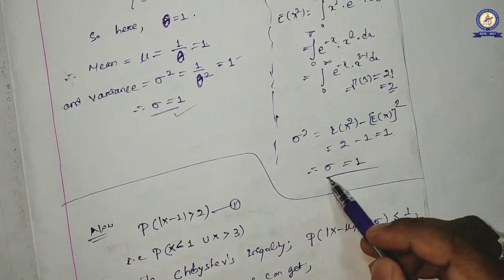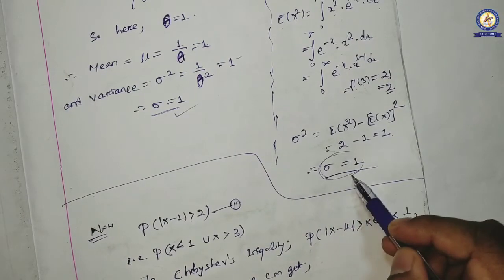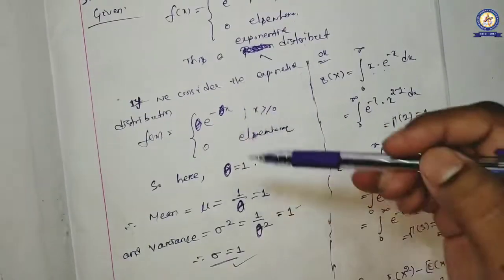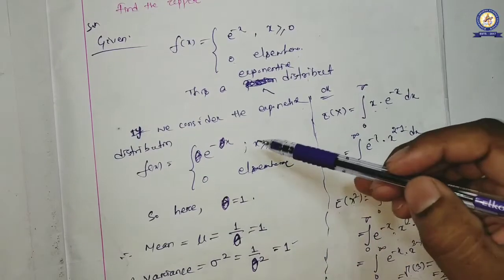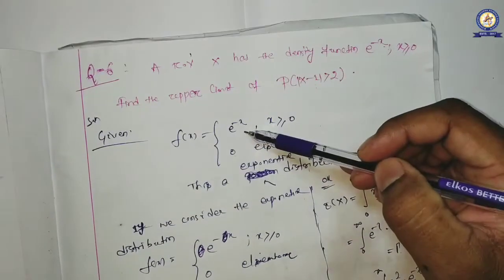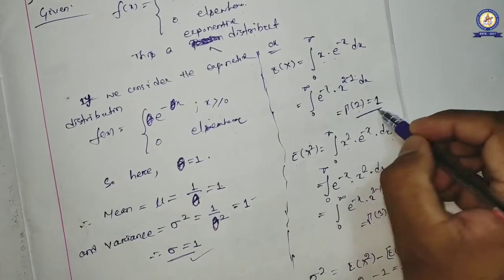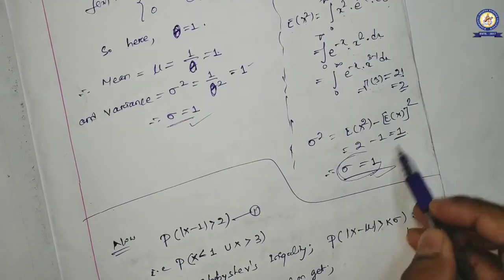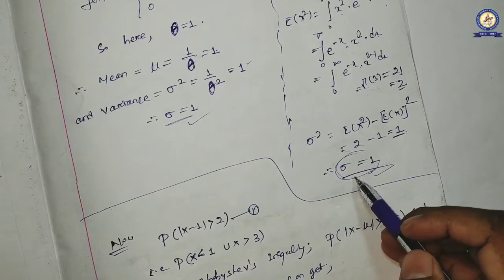So hence the standard deviation we found is 1. Either you can consider comparing the exponential distribution with the given distribution, or from the given distribution directly you can find the mean value and the variance value, and obviously the standard deviation will be 1.